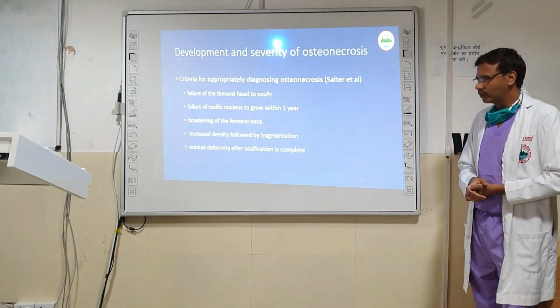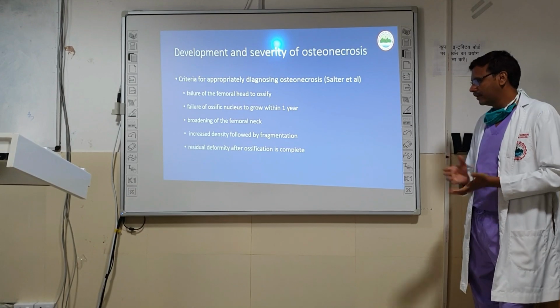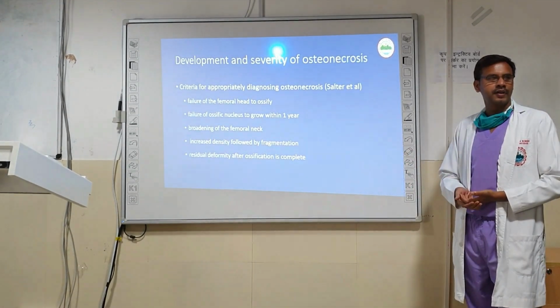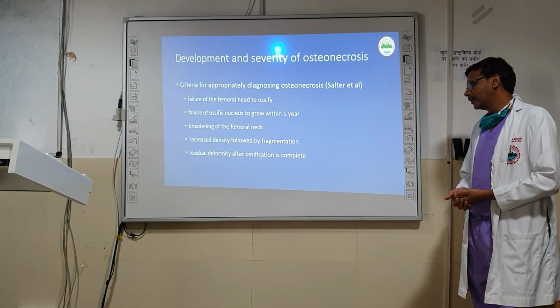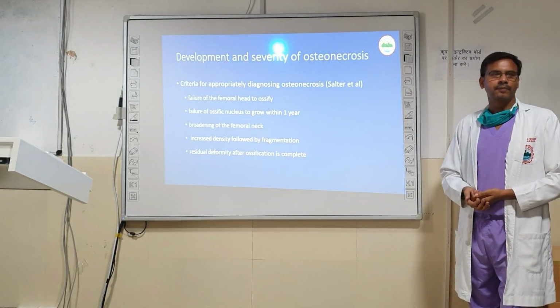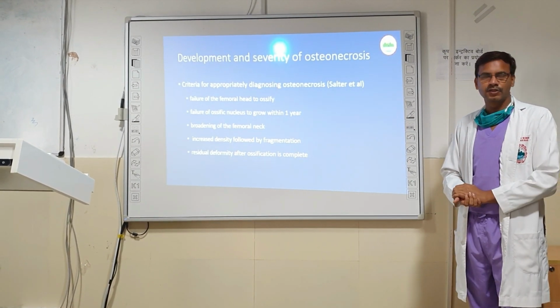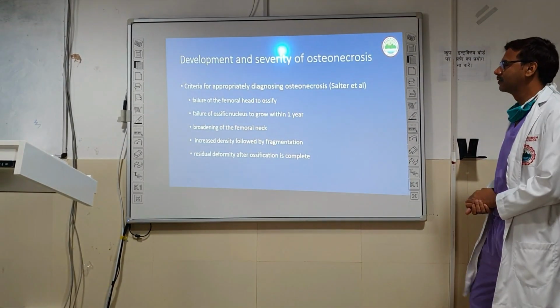Then broadening of the femoral neck, increased density, a very common sign, and fragmentation. Of course, on these two only we diagnose AVN. And residual deformity after ossification is complete. That we very commonly see in Perthes, that is mushrooming or some other findings. Next.